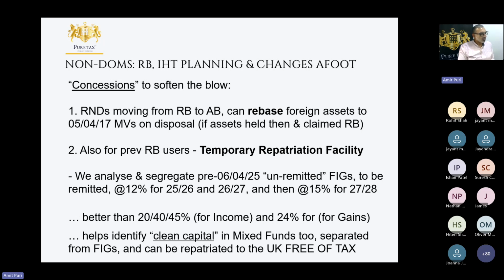What about people that were non-DOMs and obviously this new regime's coming? Let's assume, for example, they've been here for more than 4 years, so they're not going to benefit from it. They're going to pay tax on an arising basis going forward. But what else can they do? So there are only really two things that they could do, and I'm not talking about trusts today. Going to keep it quite high level and quite simple, right?